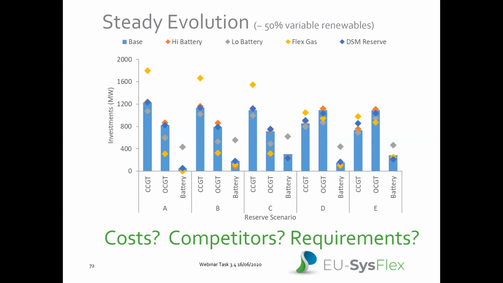There's also uncertainty surrounding the requirements for some of the new services. A DSM reserve scenario assumes that these services can be provided by a fixed level of demand response, which is equivalent to reducing the overall requirements. Scenarios C through E see increased investments in CCGT for this DSM reserve sensitivity. Next slide.